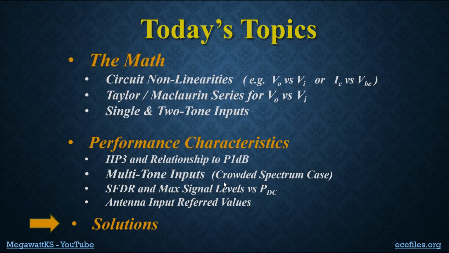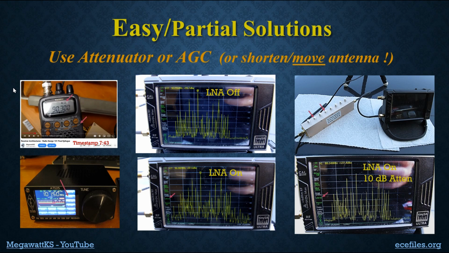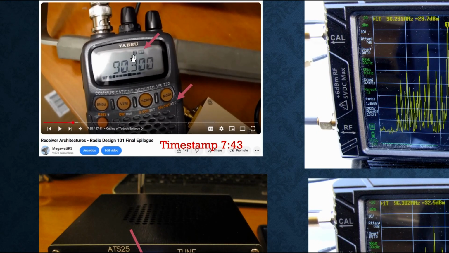So let's conclude our episode 4 with solutions. This is what you can do to address this problem in a real-world situation. One solution, which has been known for over 100 years, is to apply an attenuator or cut back on the RF gain, or both. Here there's an attenuator in this radio, and it's turned on by pressing and holding this while holding that button.